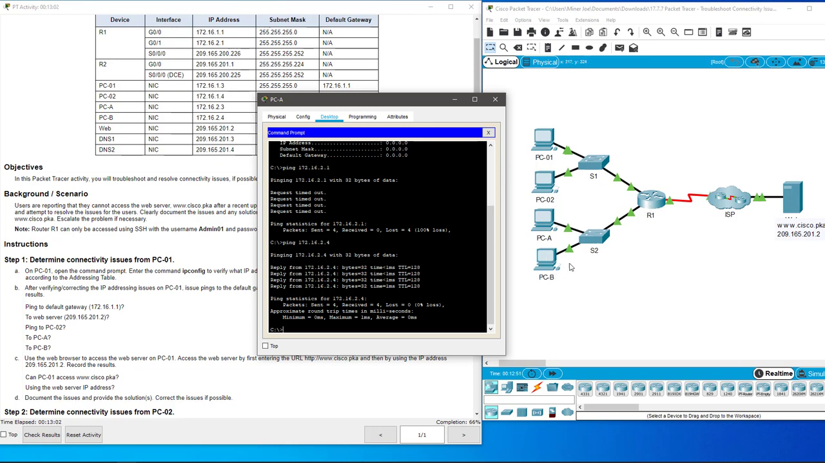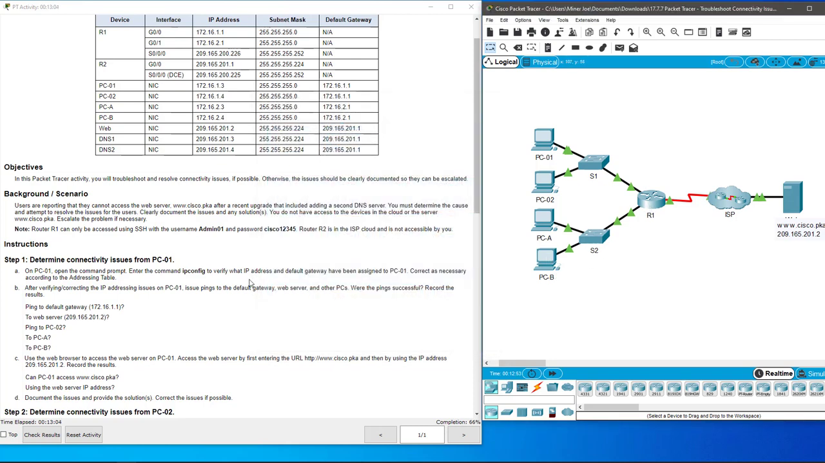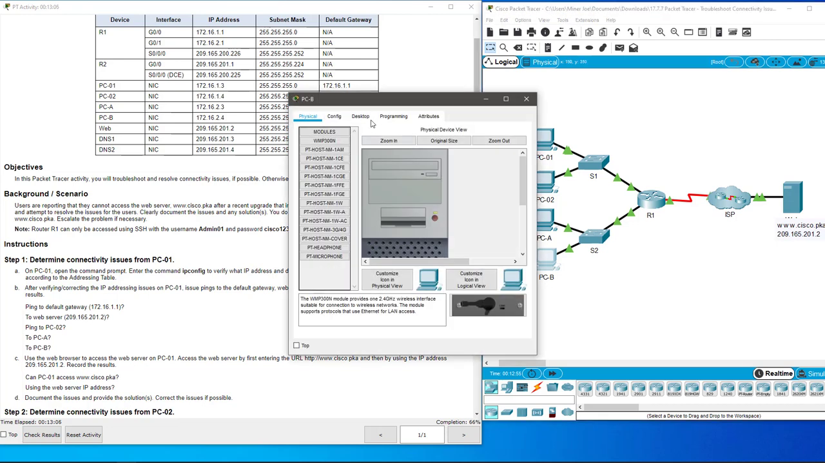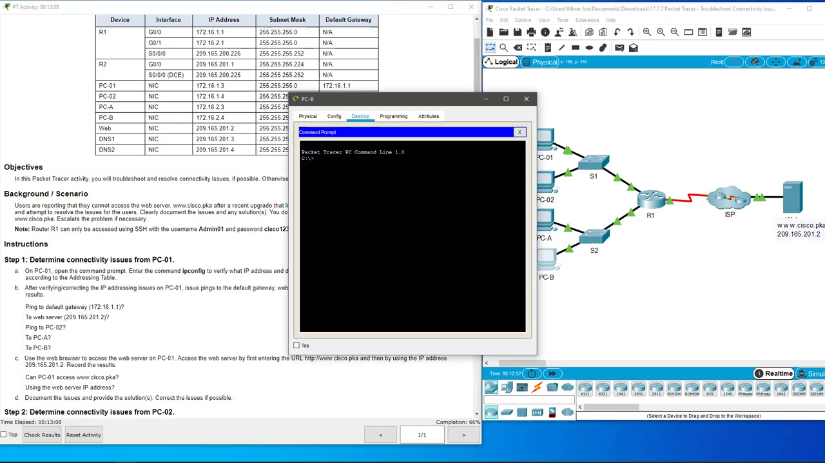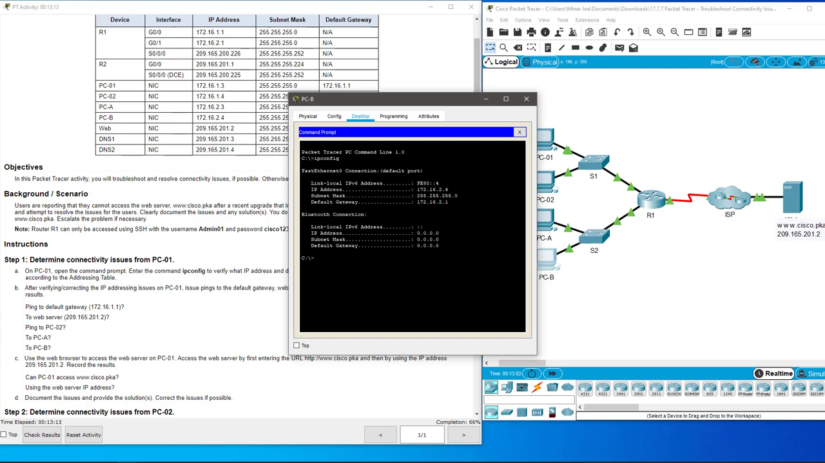Will this work? So let's go to PCB and take a look at that. So go to PCB, desktop, command line. ipconfig: my IP address is 2.4, my gateway is 2.1. Let's try to ping 172.16.2.1. And we got a problem. So there's an issue here with 172.16.2.1 responding, which is supposed to be the gateway here.